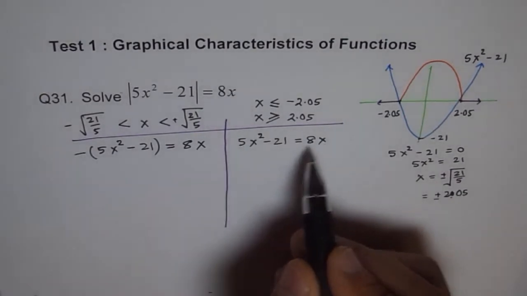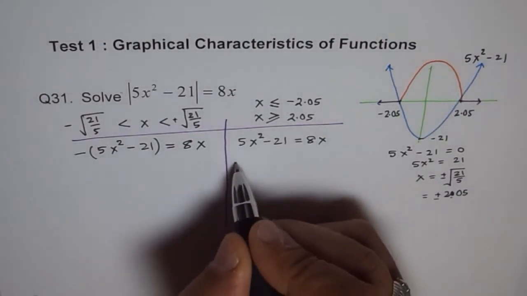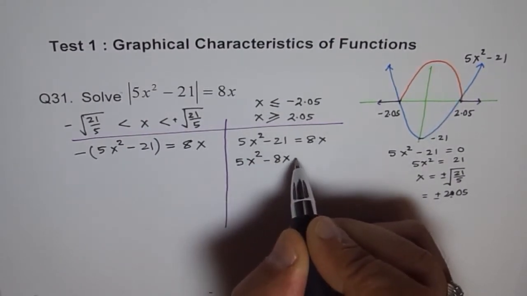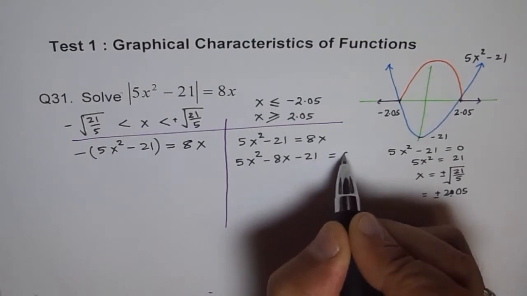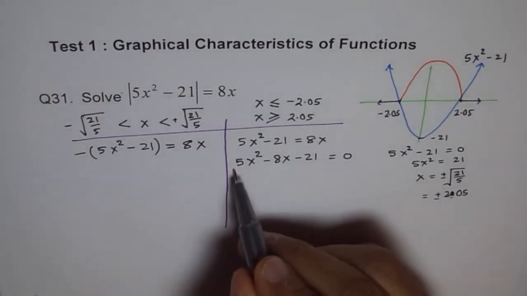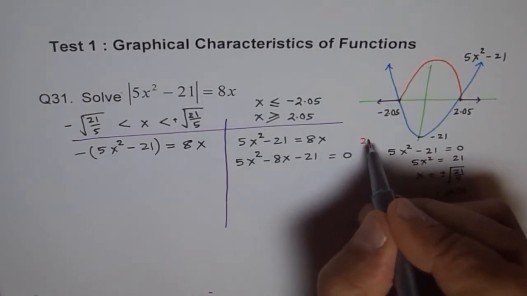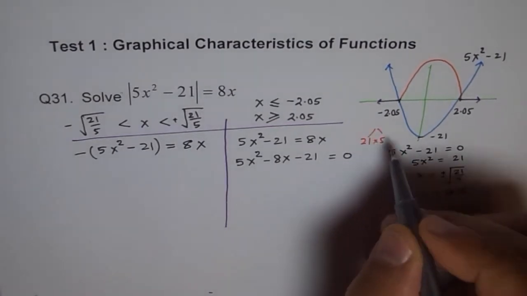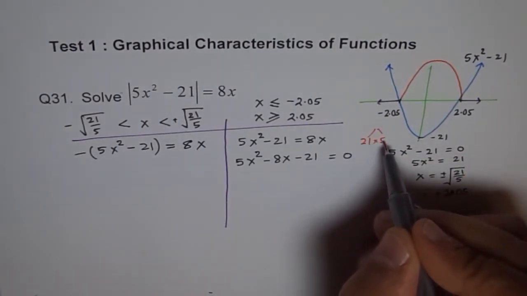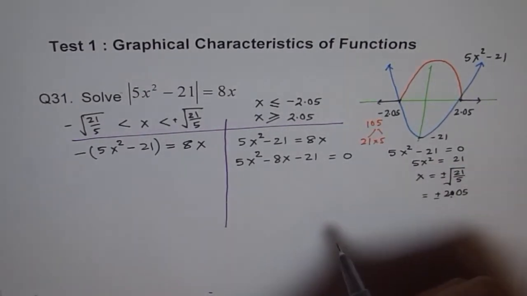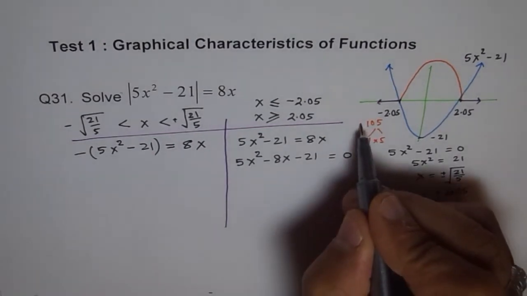So let's solve this. Now it's a quadratic equation. Let's bring it together and try to solve it. So it becomes 5x squared minus 8x minus 21 equals 0, correct? Now to factor it, we are looking for two numbers whose product should be 21 times 5. I will go backwards and show you how to do these kinds of problems. 5 times 21 is 105. This is what their product should be, and that too with the negative sign, correct?